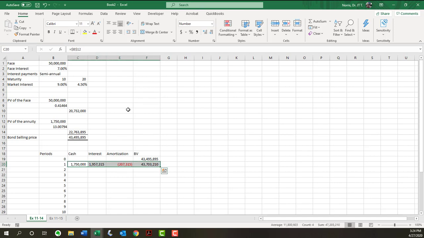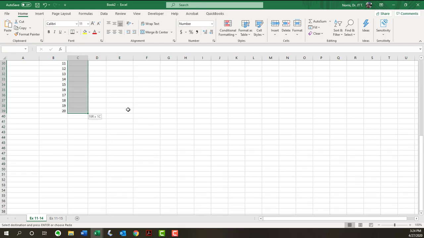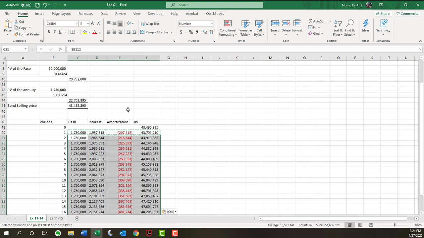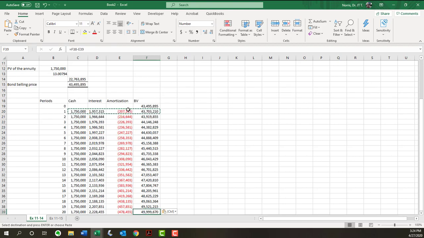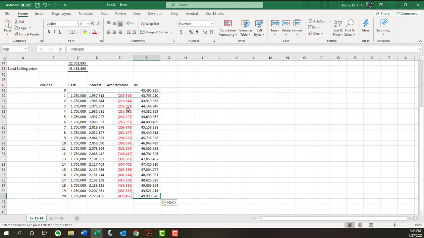You're just going to repeat that process. So all we're going to do is copy this all the way down to row 20. In each case, we calculate the interest that they demanded, which in period 2 would have been 1,966,644. We compare that with how much cash we actually sent them, and then we add the additional that we owe them to the outstanding. And at the end, you can see we get down to essentially the $50 million that we owe them.